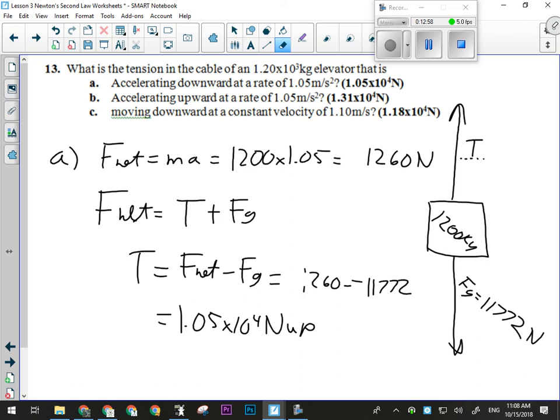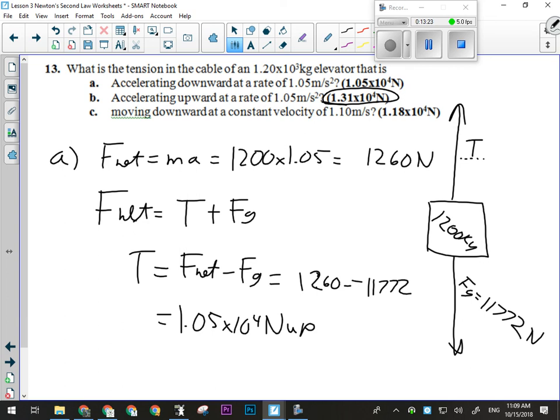All right, and when I do that, I'm going to have positive 1,260 minus negative 11,772, and that's why I get a bigger tension. In order to lift the elevator, the cable has to pull harder than gravity does, right? And that's what this is showing. Because the force upwards is greater than the force downwards, the elevator accelerates up.